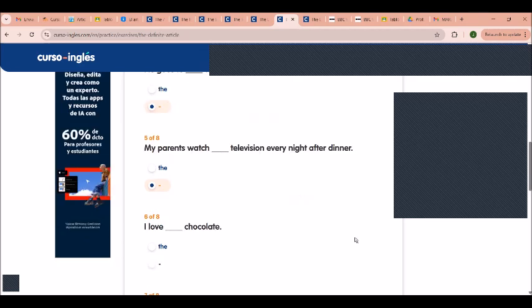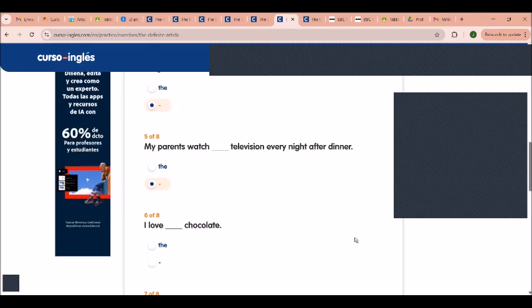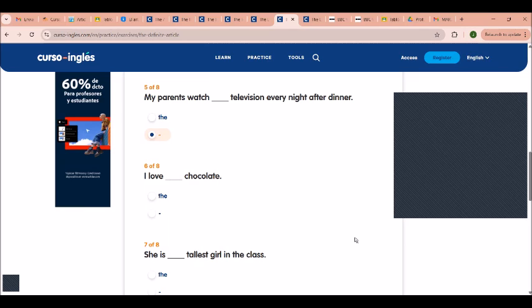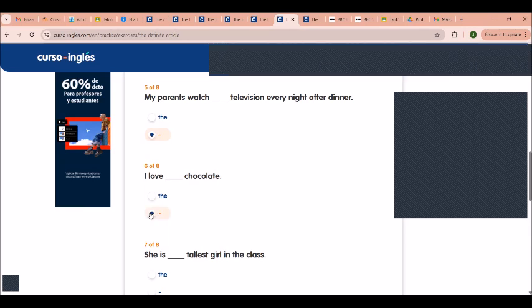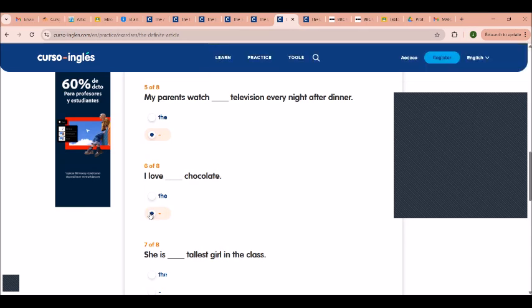Monse. Number 6, right? Yes. I love chocolate. Exactly. General info. Now you might specify some of these things. For example, my parents watch the same TV show. Right? You're giving me more information. I love the local brands of chocolate. Right? If you're giving me particular information, you can. But if it's just general information, no need for articles. All right?